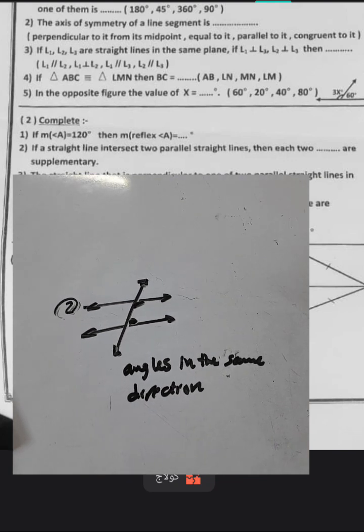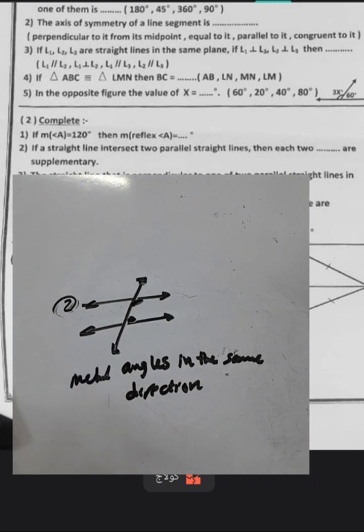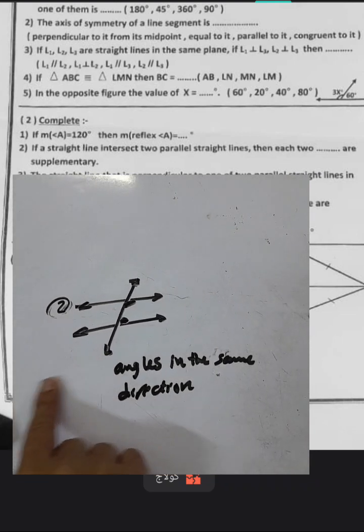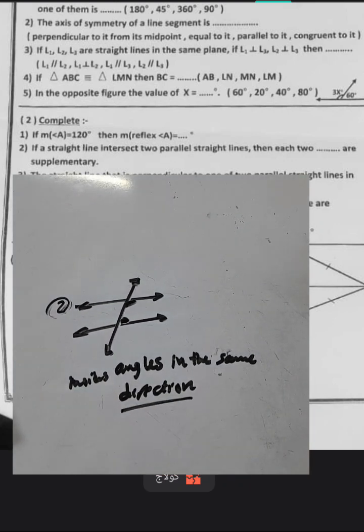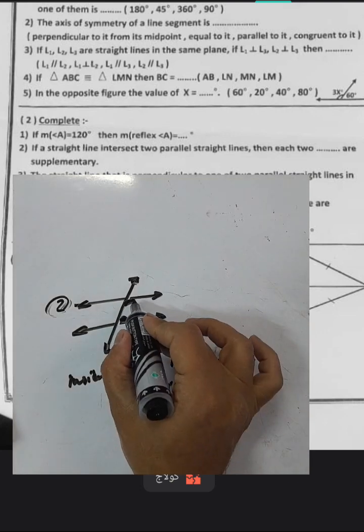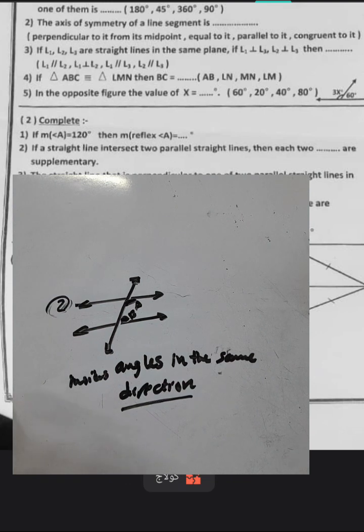Okay, then each two included angles, or interior angles, each two interior angles in the same direction are supplementary, such that the measure of angle B plus the measure of angle B will be 180. Supplementary means the sum of them will be 180. Then if a straight line intersects two parallel straight lines, then each two interior angles in the same direction are supplementary.